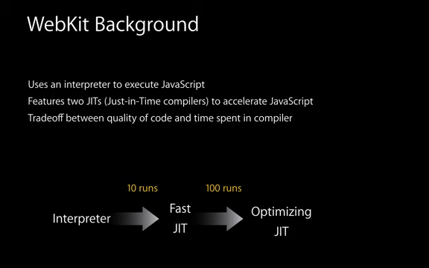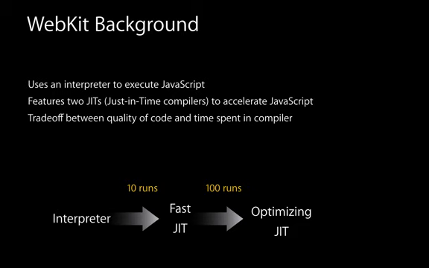But WebKit also has two JIT compilers to accelerate your code. When WebKit sees that you execute the same JavaScript functions over and over again, it says, let's take a little bit of time to compile it really quickly so that it'll run a little bit faster than the interpreter. So this is the fast JIT.